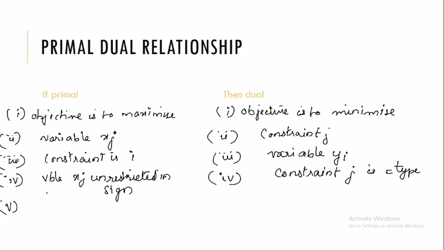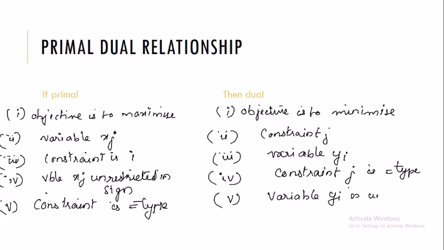Okay, now if in primal the constraint i is of equal to type, then in the dual the variable yi is unrestricted. Now you can closely observe that everything is just opposite. Whatever is happening in the primal, when it comes to dual, it's just the opposite.